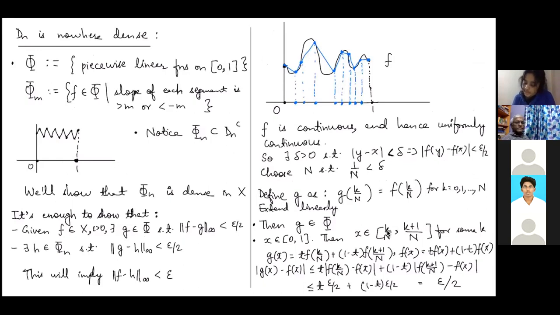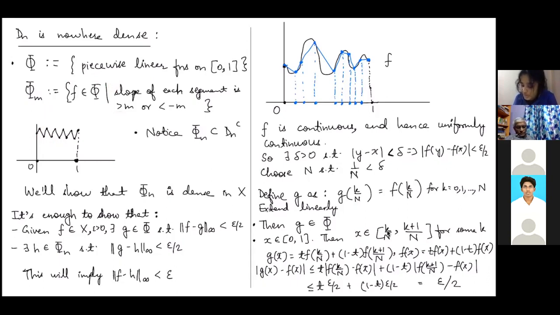So for that, what we'll do is we'll approximate continuous functions by piecewise linear functions. How will that help? Let's call phi the set of all piecewise linear functions on [0, 1], so functions that consist of a finite number of segments like this. And let's say phi m is a subset of phi, where we are putting a condition on the slope of each segment.